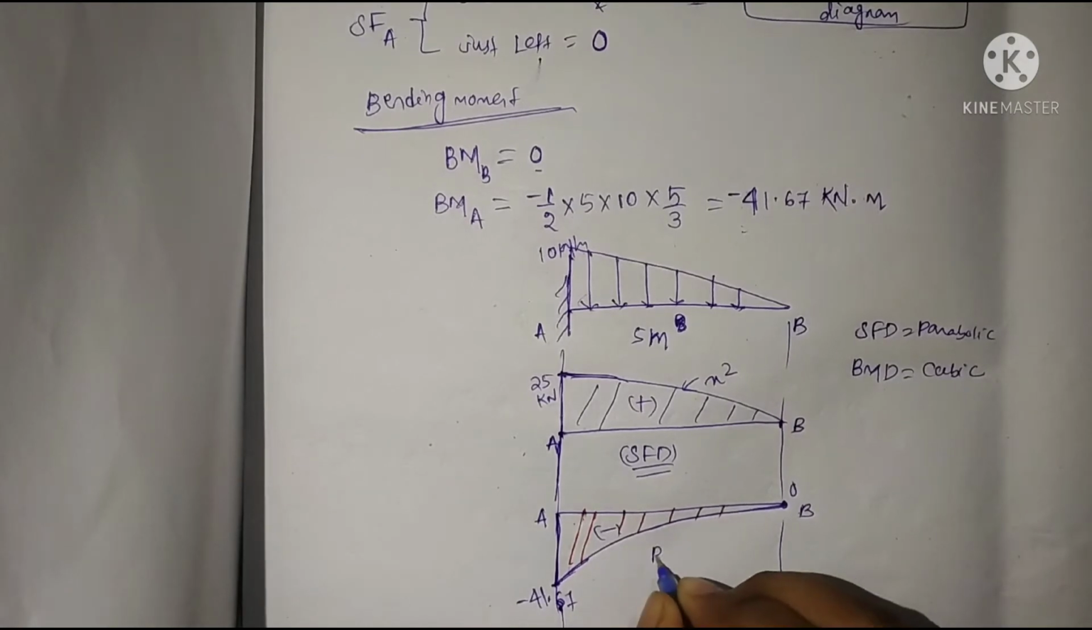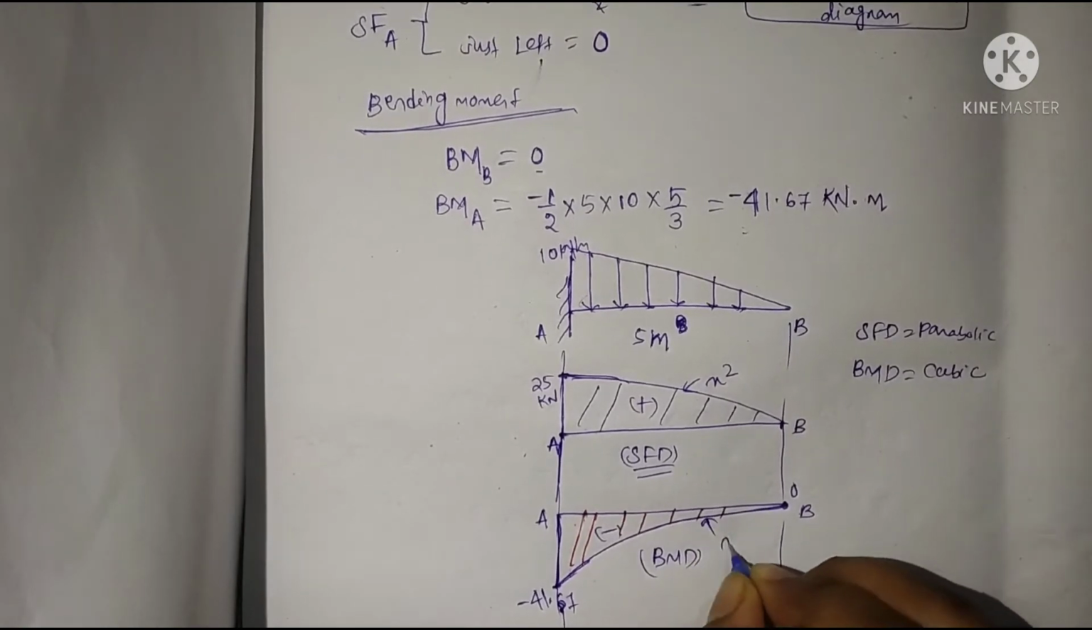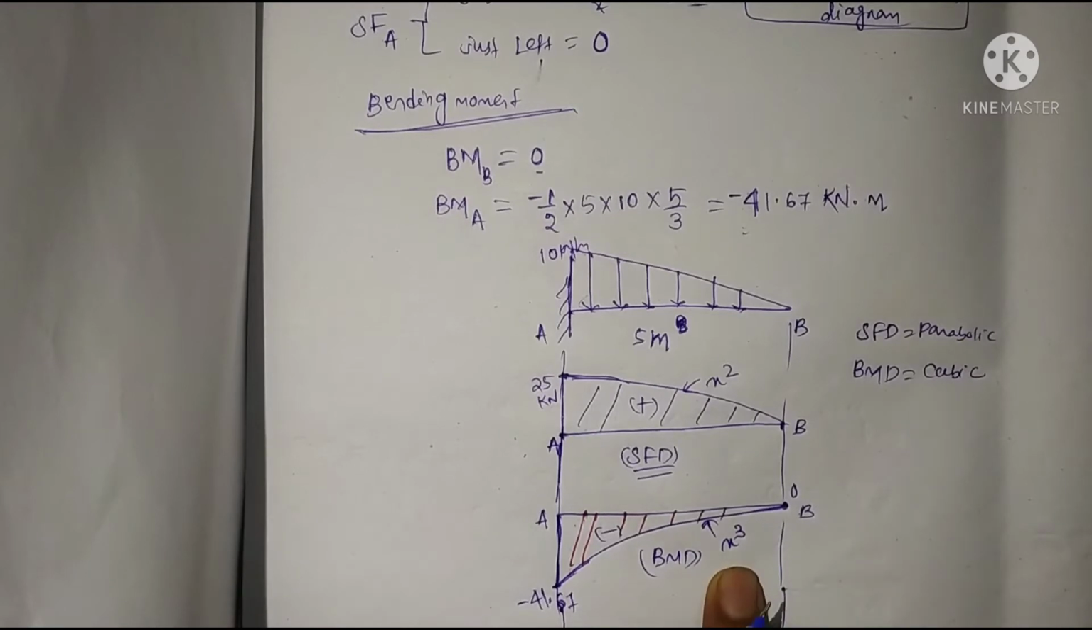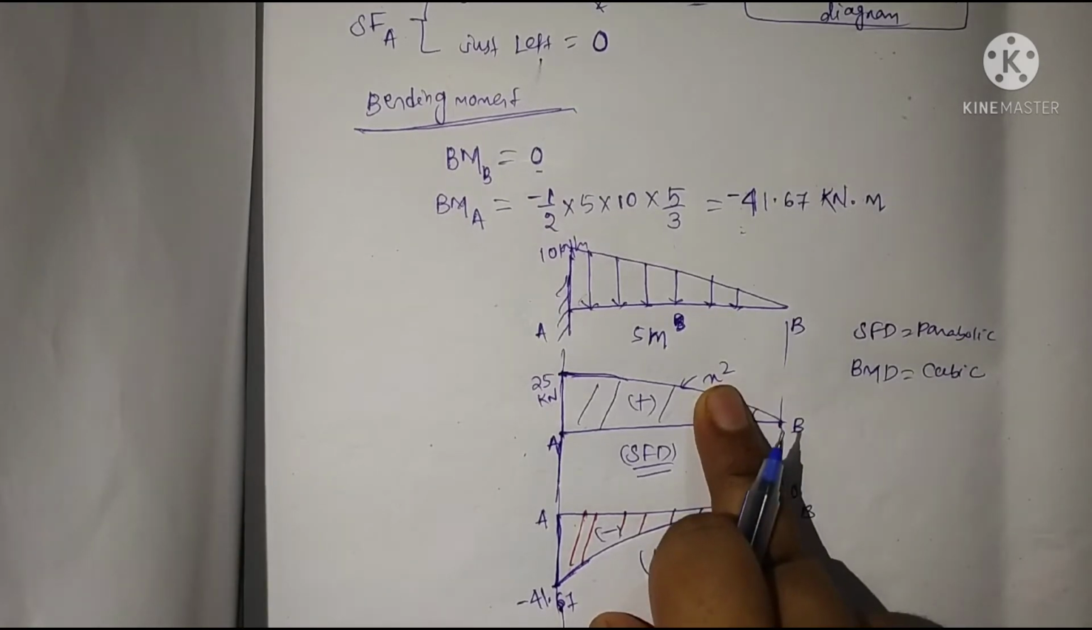And it is the BMD and its shape is cubic. So x is q. We denote it as x cubed. Here it is x squared.